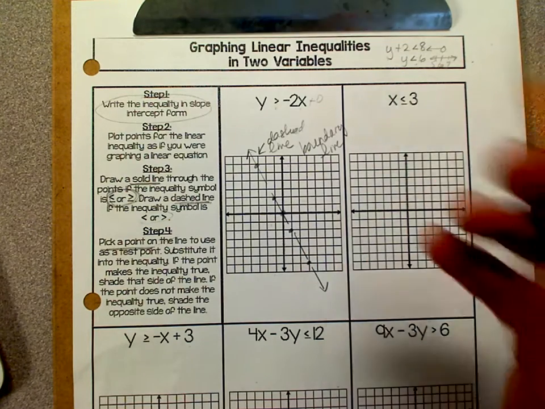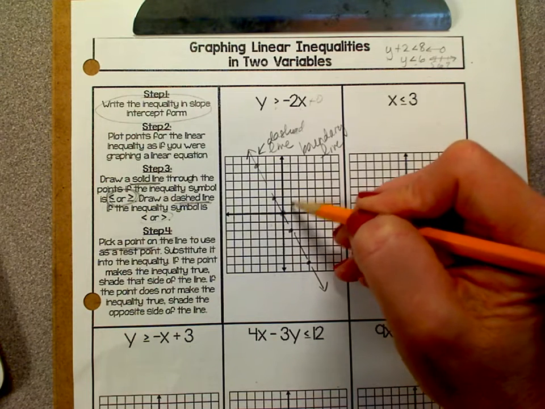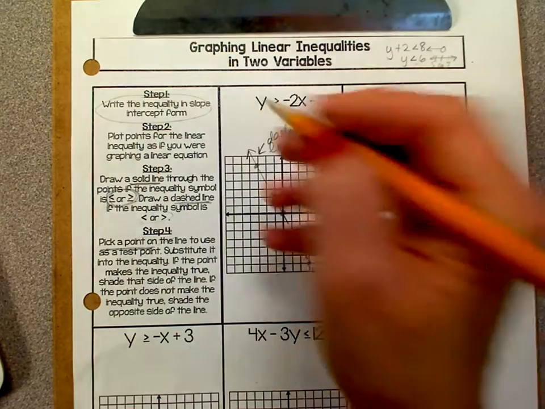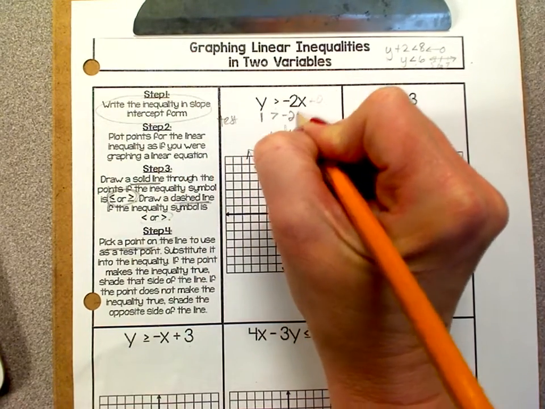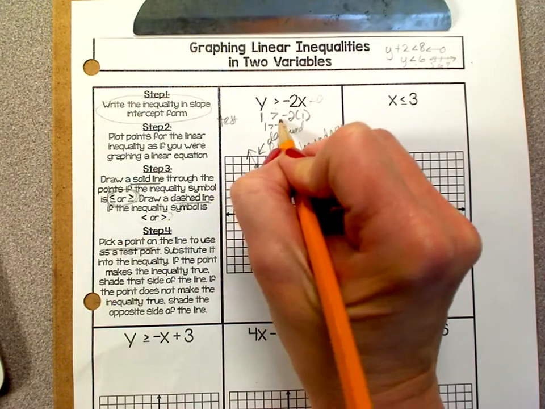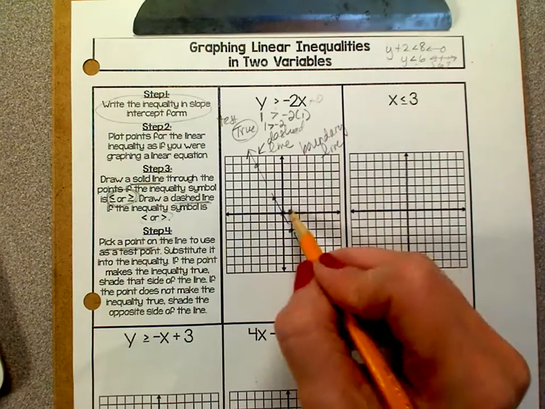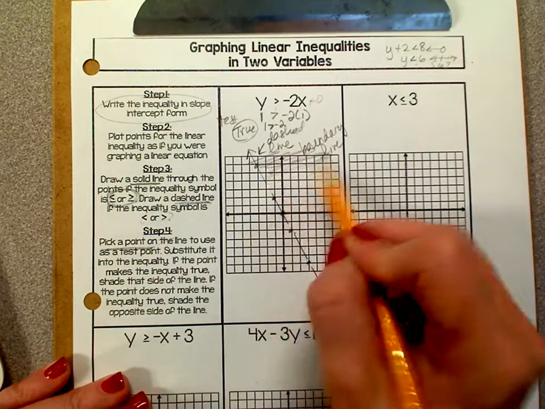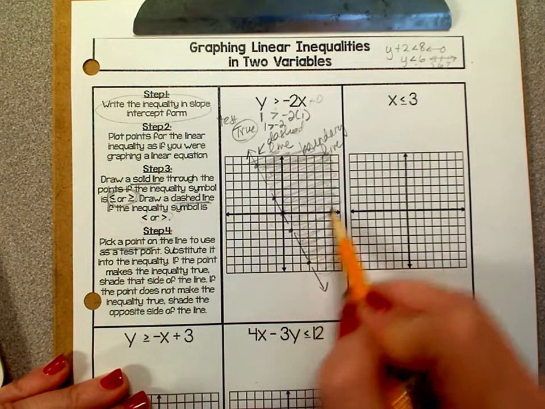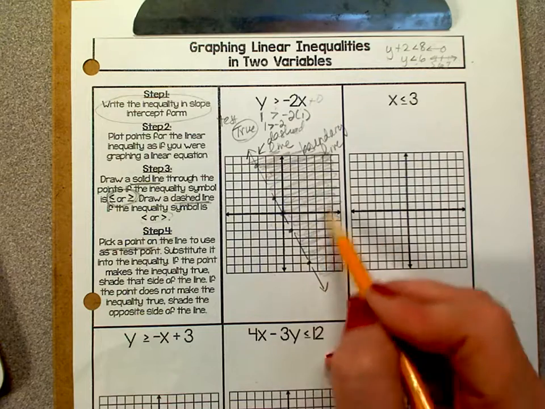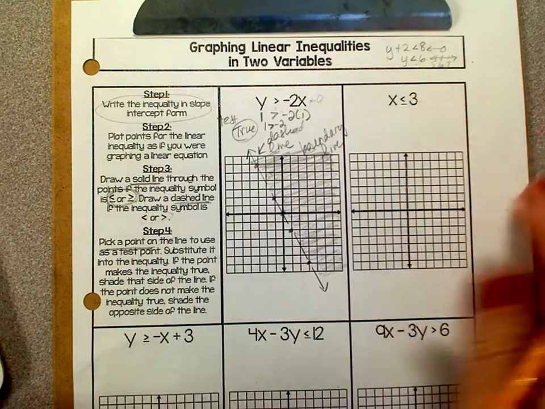Okay, so I would test 0, 0 normally, but this is going through the origin. So I would test maybe an easy point to multiply. I would say 1, 1. So if you test 1 for y and 1 for x, 1 is greater than negative 2, that is true. So 1 is greater than negative 2, that means that is a solution. So you're going to shade this whole side, saying that all of those ordered pairs are solutions that make that true.